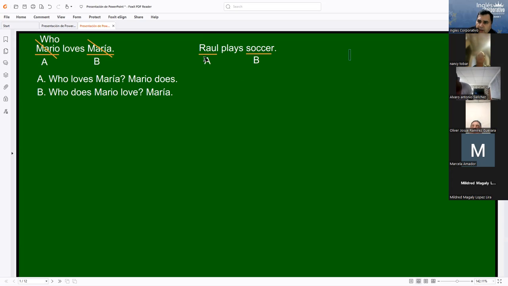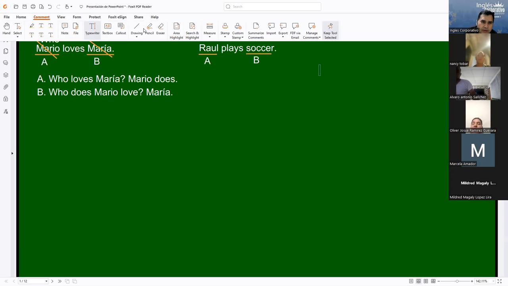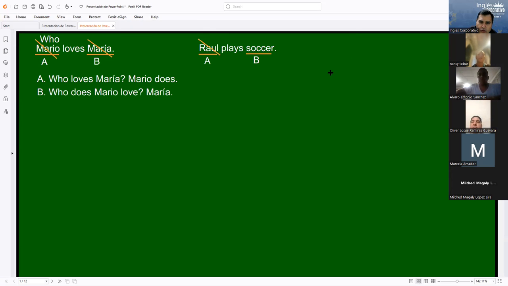So, Raúl is a person, right? We don't know the name, so we substitute it by who. So, what do we say for A? Who plays soccer? The questions with who are most of the time in singular because we don't have a subject. I mean, the questions about the subject. So about the subject, who plays soccer? And then you say, Raúl does.